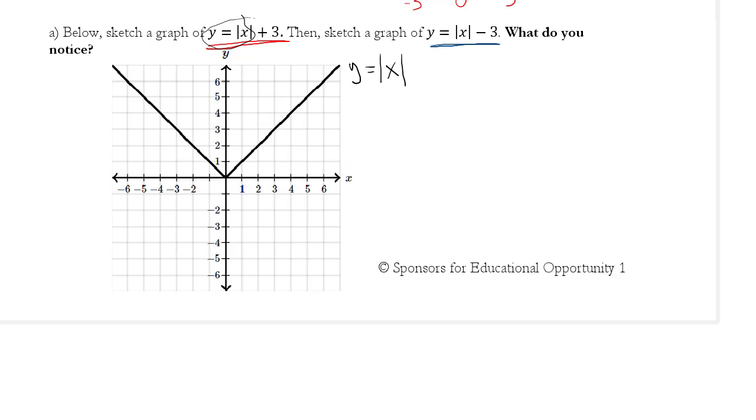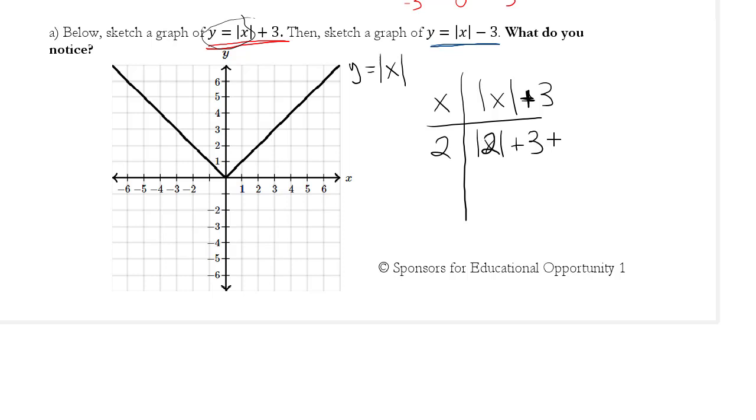If x equals 2, what does it look like? Actually, the absolute value of x plus 3, because that's what we want to graph. Well, if x is 2, we'd have the absolute value of 2 plus 3, which is equal to 2 plus 3, which is equal to 5. That's telling us that the point (2, 5) is on this new graph. We just took 1 point.